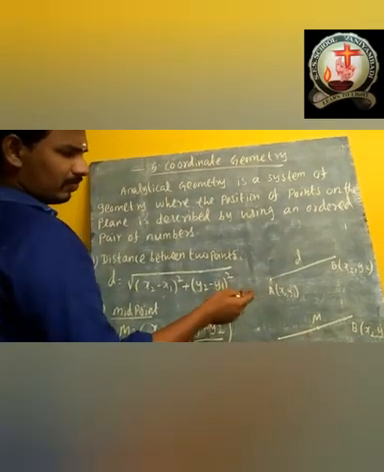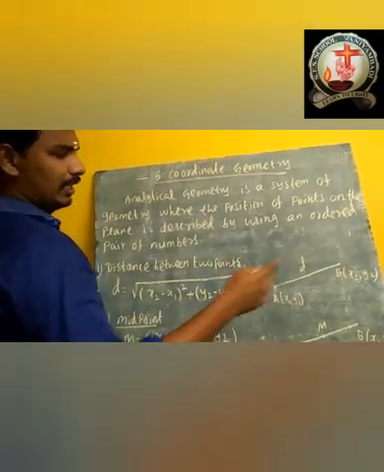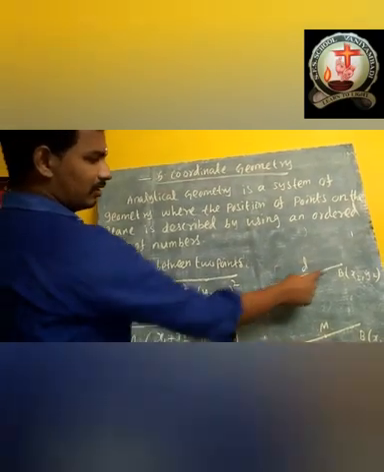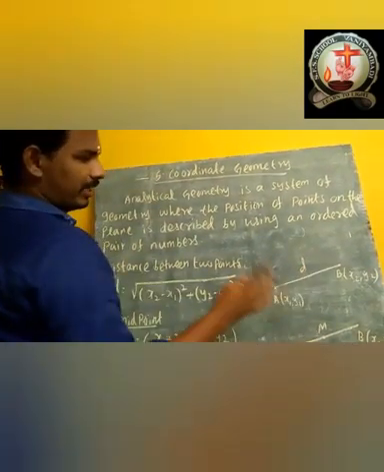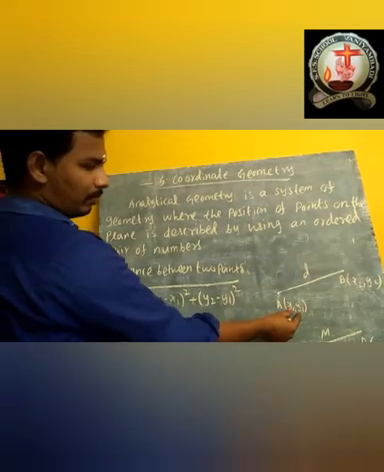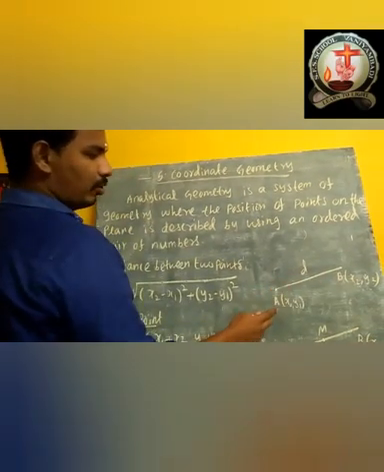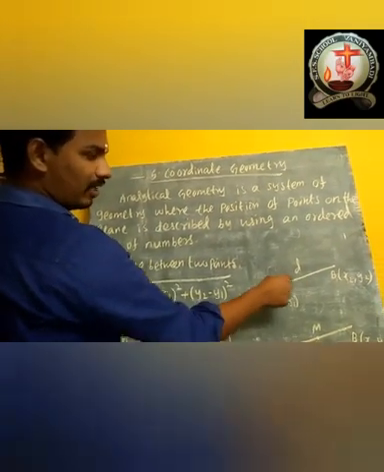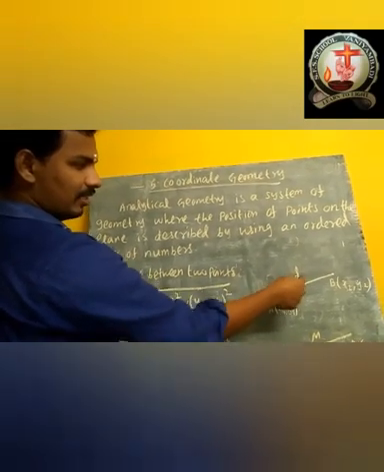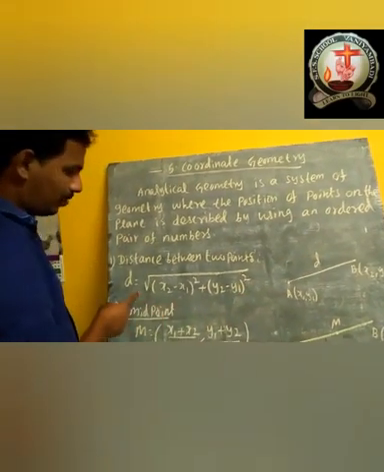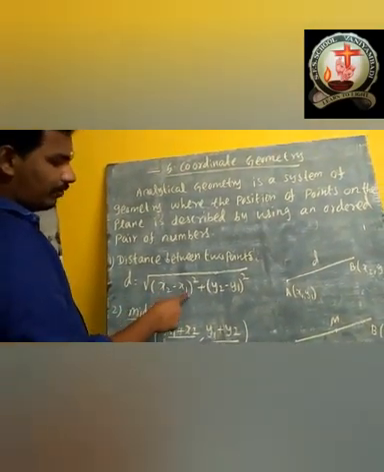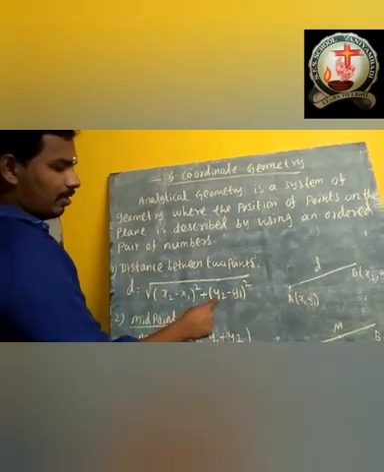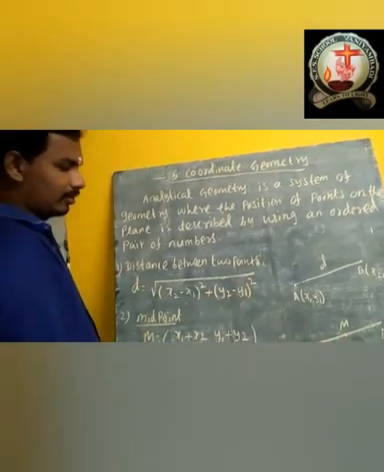Simple example: from Bangalore to Chennai, how many kilometers, we can say easily. But here there is one point and here one point. If they give 2 points and ask what the distance is, we can't say very easily. For that they use the formula d equals square root of (x2 minus x1) whole square plus (y2 minus y1) whole square.